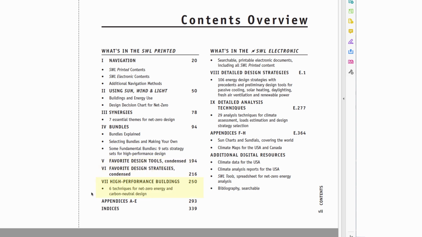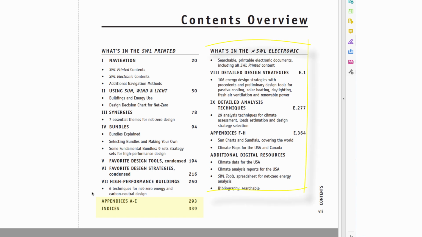Part 7 is high performance buildings. That's very much tied to the Sun, Wind, and Light spreadsheets, or we call it Sun, Wind, and Light tools. That's available on the companion website. And it takes you through a kind of simple version of calculations for how to get to net zero. Even if you don't use the spreadsheet, you can get an overview and you can see how that works. If you were thinking about doing a small building and doing those calculations by hand, it also is helpful for the principles overall. Then we also have all the appendices and the indices in the printed volume. You can find anything out of both volumes by looking at the printed volume.